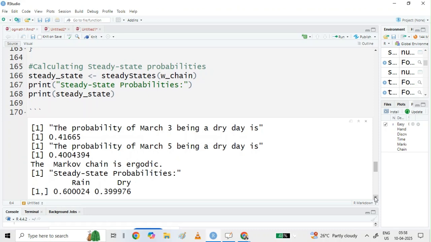And the code finds that the Markov chain is ergodic. And the steady state probabilities are a 60% chance of being a rainy day and a 40% chance of being a dry day.